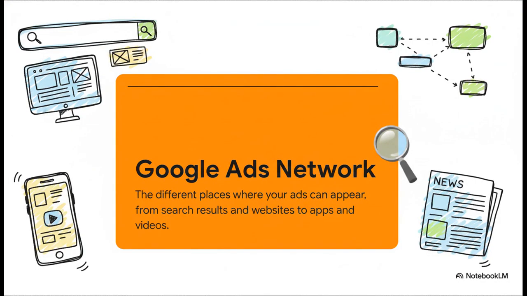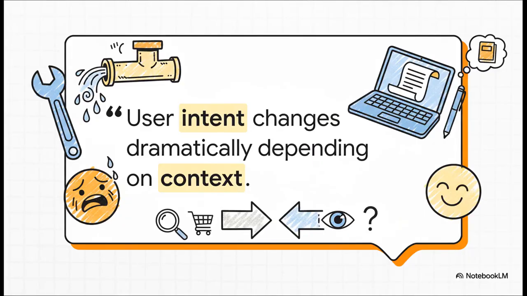And to really get why that's such a problem, we need to be clear on one key term, the Google Ads network. It sounds technical, but it's simple. It's just all the different places your ad can possibly show up. We're talking search results, news websites, inside a mobile app, or even right before a YouTube video. And that brings us to the most crucial point of all, user intent. Just think about it for a second. The mindset of someone frantically typing "emergency plumber near me" into Google is worlds apart from someone just casually scrolling through a blog post. That difference in their mindset, their intent, well, that's everything in advertising.